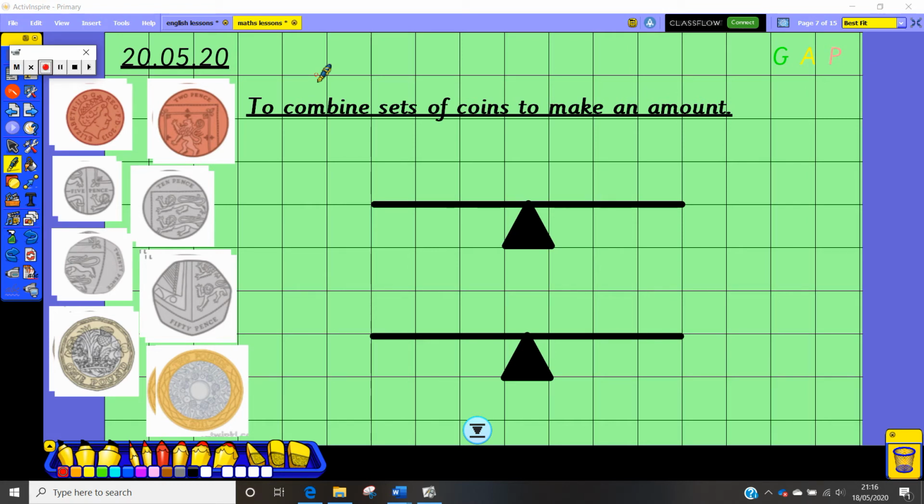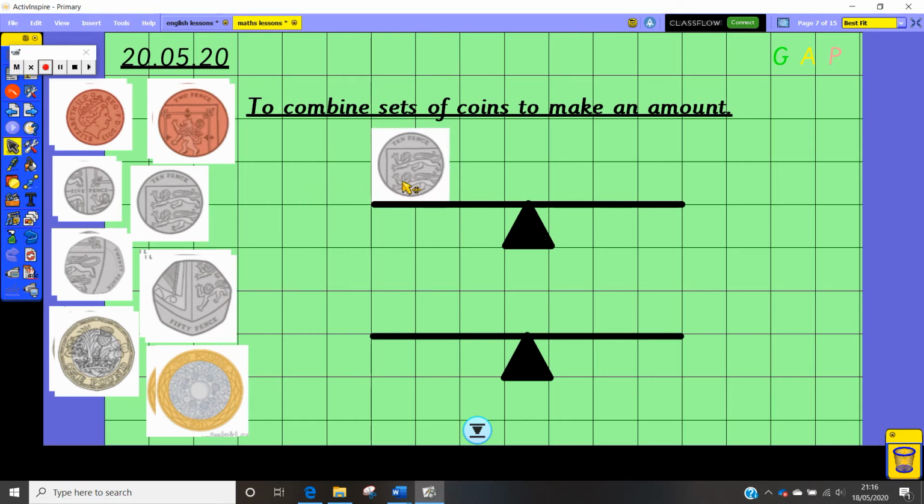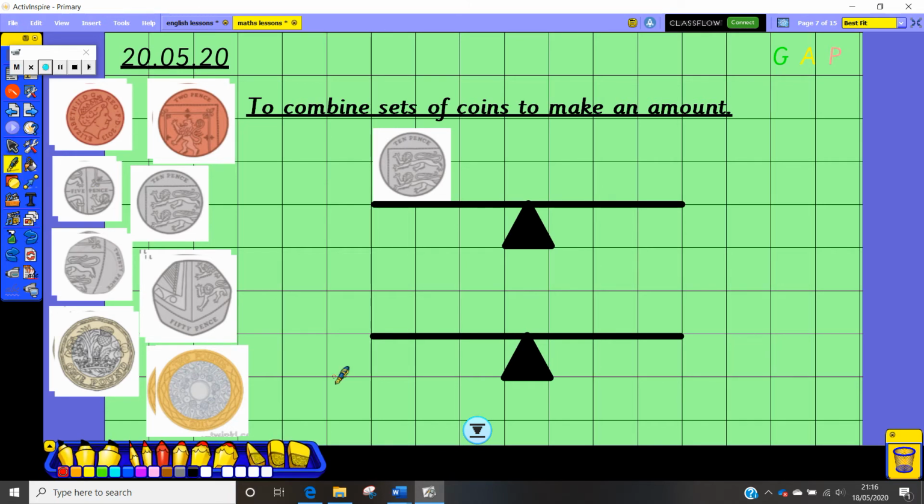Now, obviously, my scales are going to stay as they are because it is a picture. But when we add a value to the edge of them, then the scale will not be equal, because we know a set of scales like this must be equal. So who can tell me which coin, or what is the value of the coin I have just added to this side? If you have said it is a 10 pence coin, then you are absolutely right.